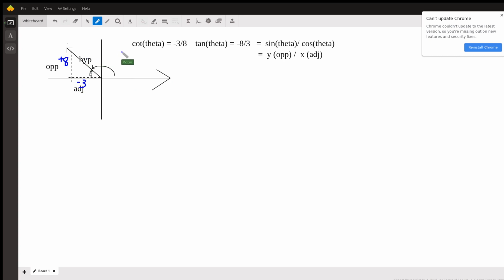Now, the hypotenuse we find with a squared plus b squared equals c squared. So 8 squared plus b squared, which would be -3 squared, equals the hypotenuse squared, or c squared. Okay, so 8 squared is 64, and -3 squared is 9. So this is 73. And so that's the hypotenuse squared, or c squared.